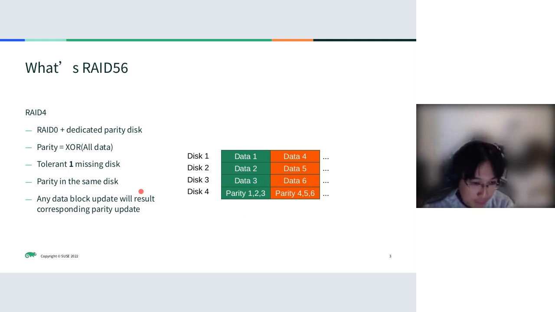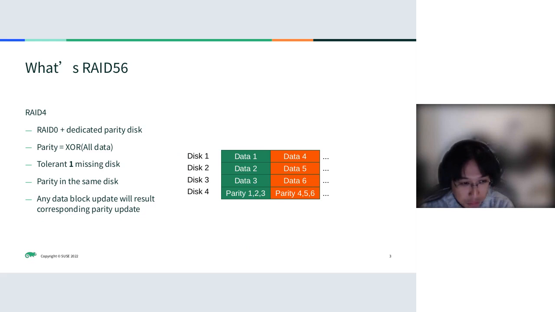That's pretty straightforward. But the problem is every time you write, for example, I write data 1 first and do a sync. It's pretty common to do a synchronized write. And then we have to update parity. Then later we update data 2, we need to update parity again. And later I write data 3, we need to update parity again. This means although each data disk only gets one write, the parity disk gets three writes. This is because any data block update will result in the corresponding parity update. This can be a problem, especially in the synchronized write case. Disk 4 will have the heaviest load because it has to update the parity for all the writes. So that is a problem.